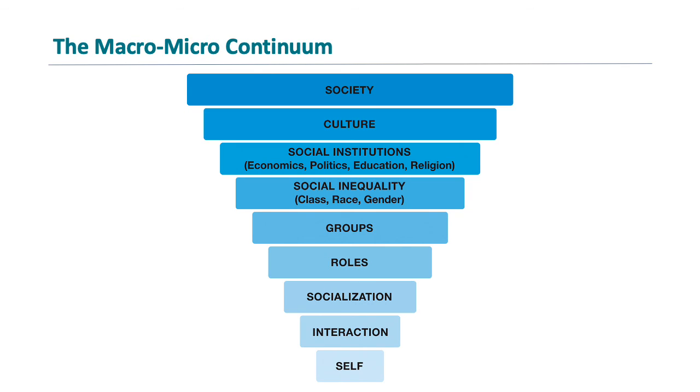I wanted to provide this figure, which can also be found in your textbook. It is the macro-micro continuum, and we can see that sociology covers a wide range of topics at different levels of analysis. Society, which is the largest part, is the macro-sociological level of analysis, and the self, which is the smaller part, is the micro-sociological level of analysis.